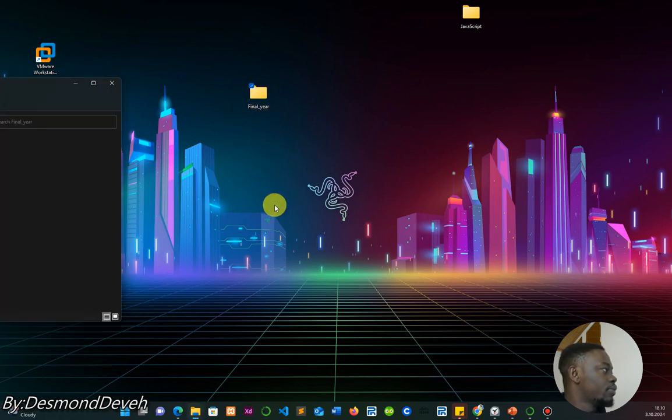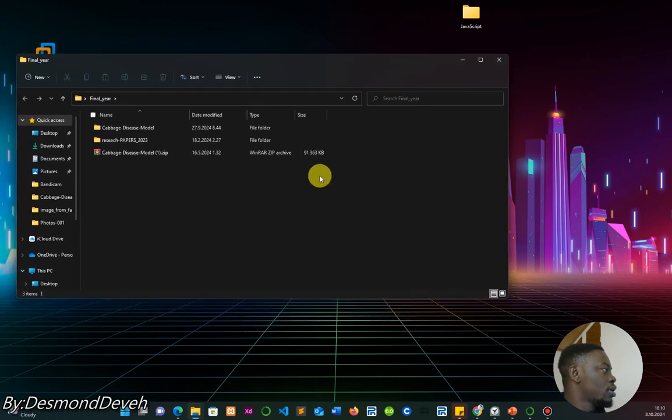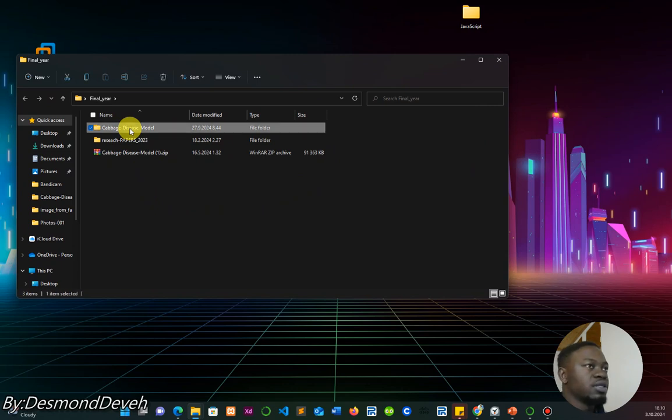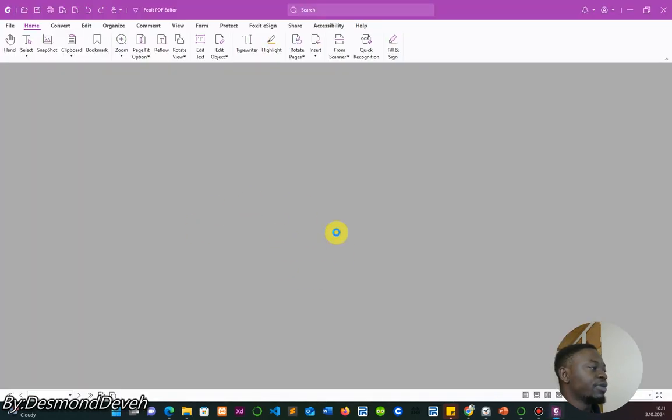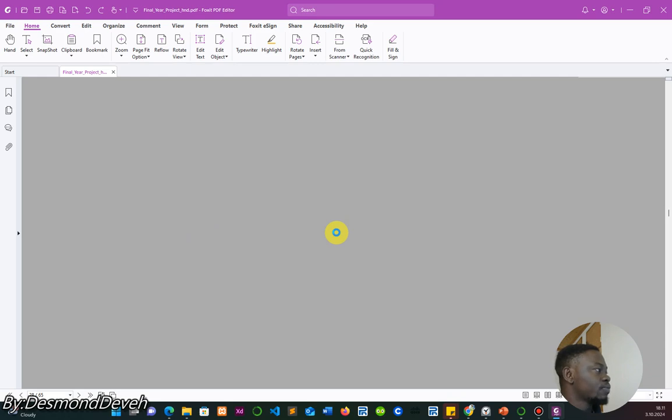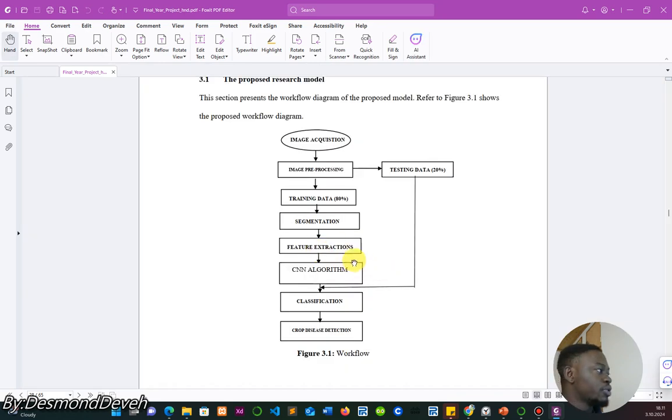So we should go ahead. My research work is about cabbage disease detection. As part of my requirement to graduate in my former school, I was supposed to come up with a project, make a research about it and also develop the project before I'd be able to complete. So this is the project, and this is the documentation I did. After looking at the documentation, we will go and look at the real project.